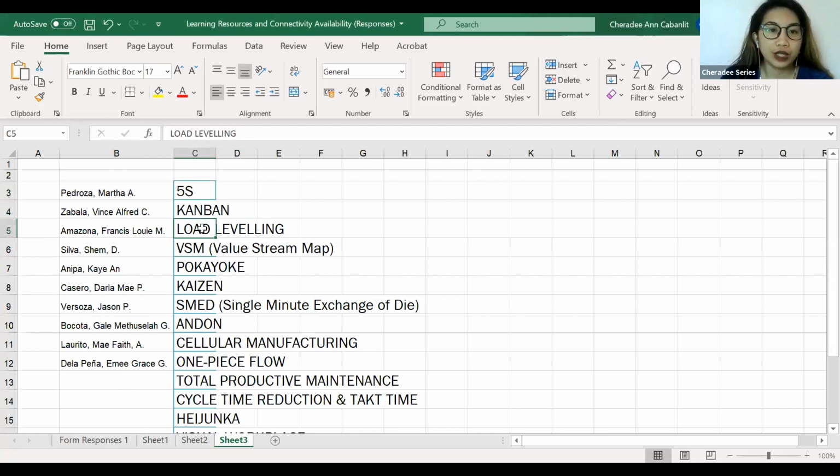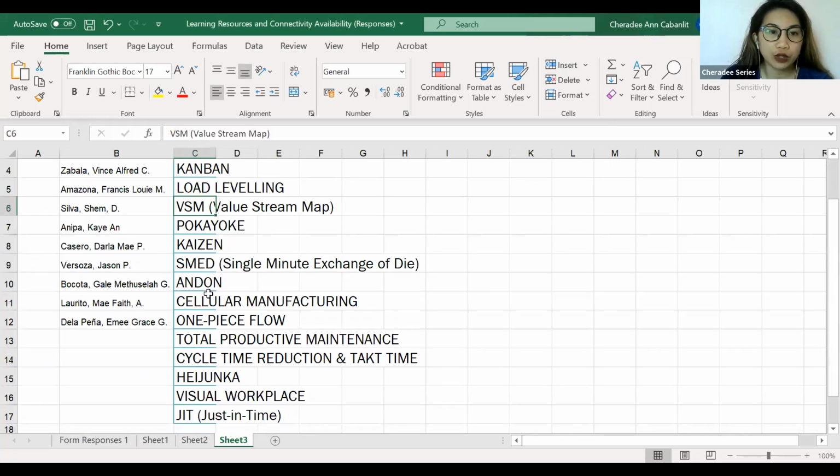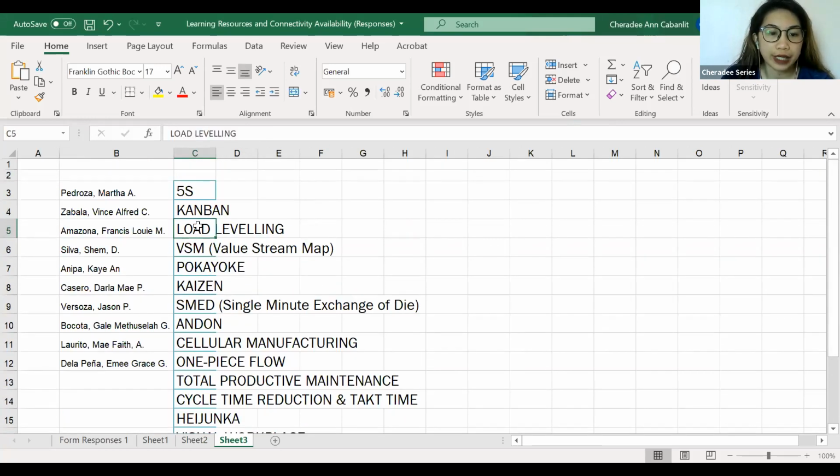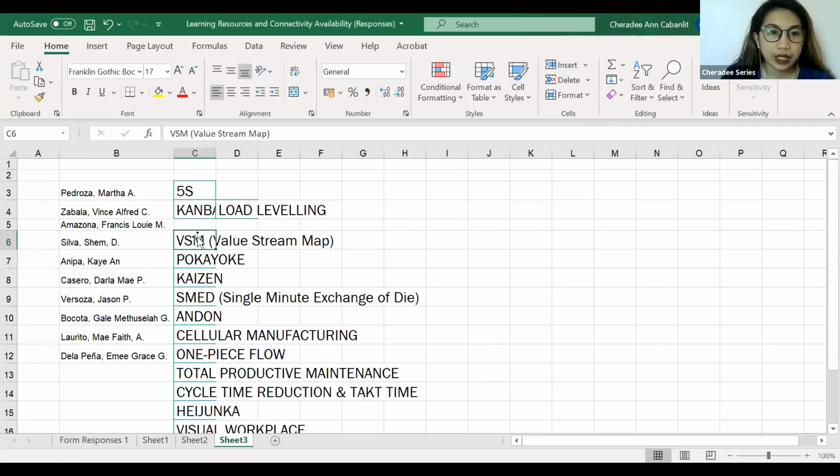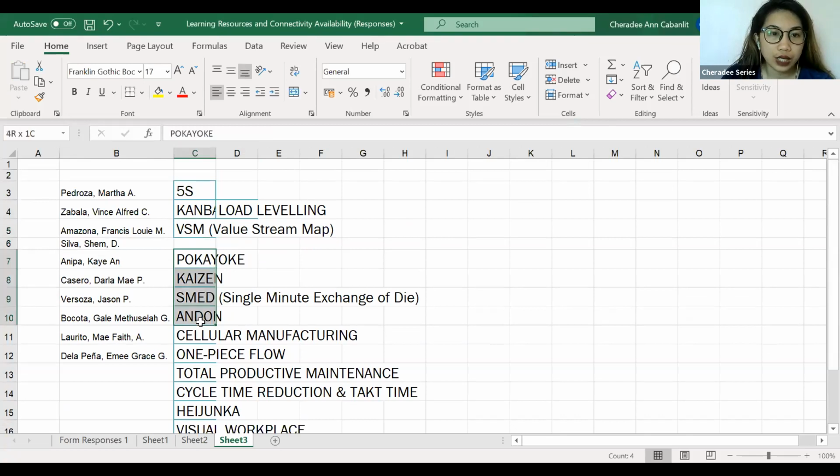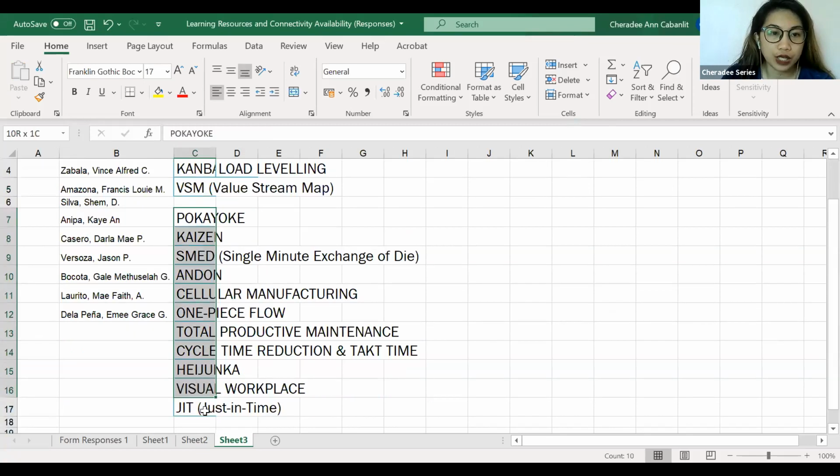Kanban, load leveling, VSM. So ang pwede na itong maparis ani is Kanban and load leveling. So that could be one topic. And then VSM is as one. Kaizen is as one. And then, okay, this one pwede na po din mausa.